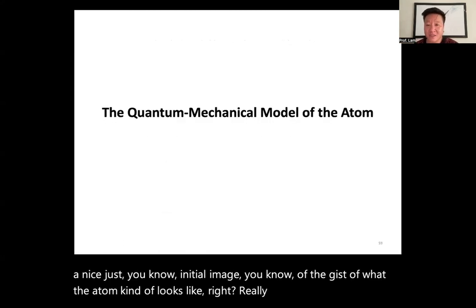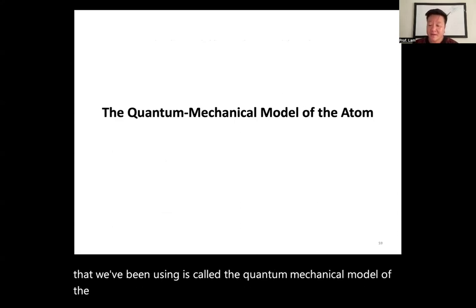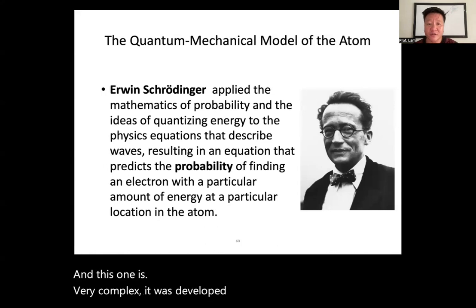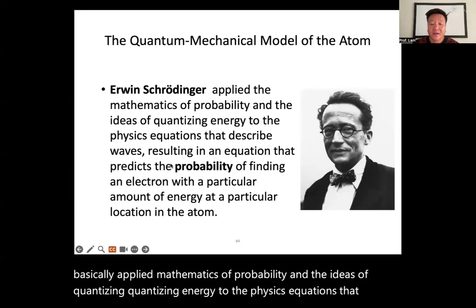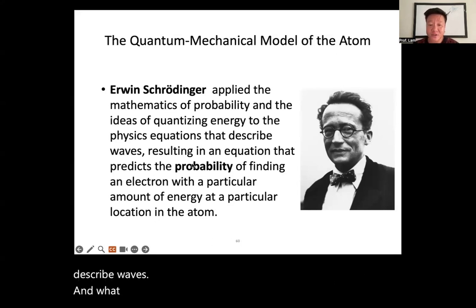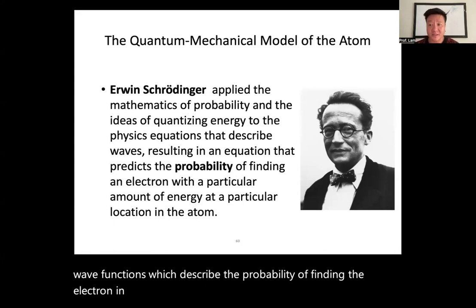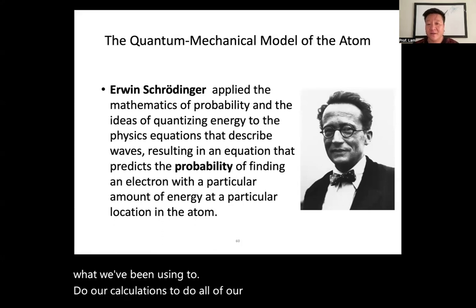Really, the be-all and end-all theory that we've been using is called the quantum mechanical model of the atom. And this one is very complex. It was developed by Erwin Schrödinger, and he basically applied mathematics of probability and the ideas of quantizing energy to the physics equations that describe waves. And when he solved for the solutions, what he found were wave functions, which describe the probability of finding the electron in certain regions of 3D space within the atom. And that's what we've been using to do all our calculations, all of our chemistry and physics ever since.